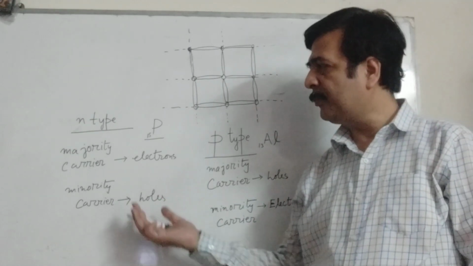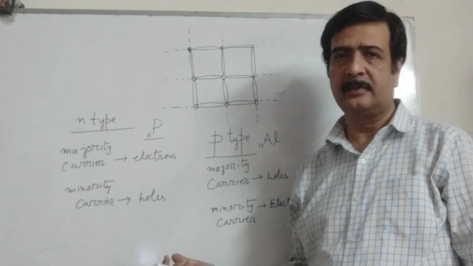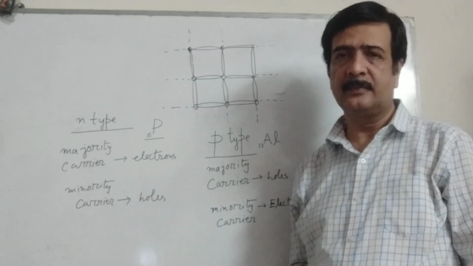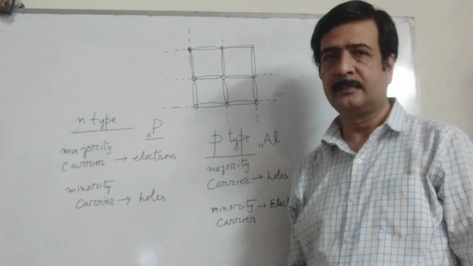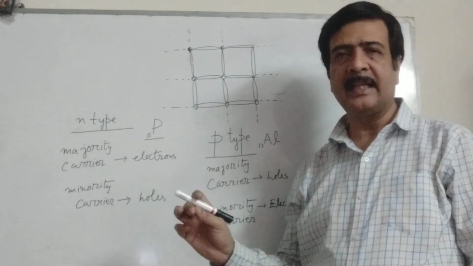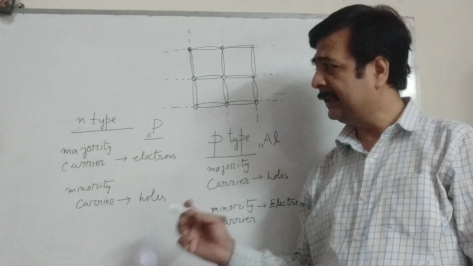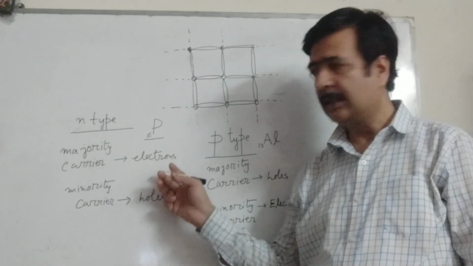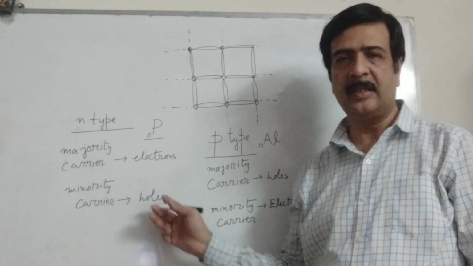There are two types of carriers in the extrinsic semiconductor. One is the majority carrier, another is the minority carrier. In N-type, N means negative, where the electrons are more. There, the majority carriers will be the electrons and the minority carriers will be the holes. Holes mean absence of electrons.